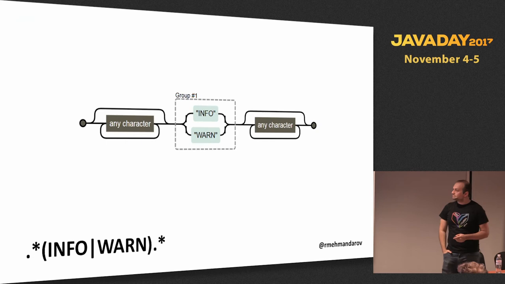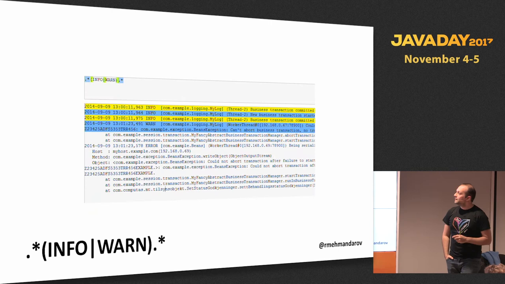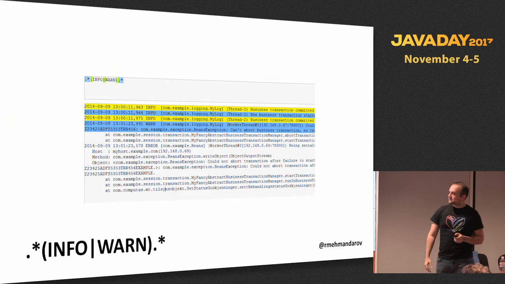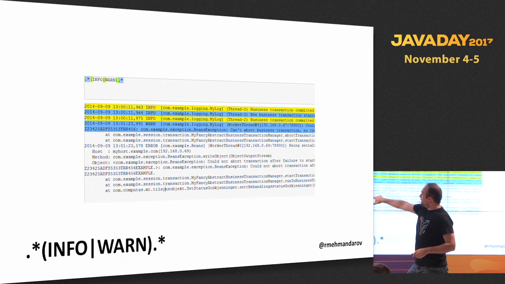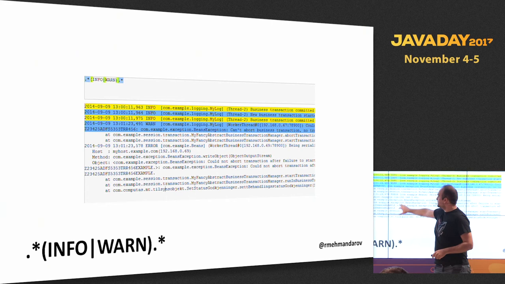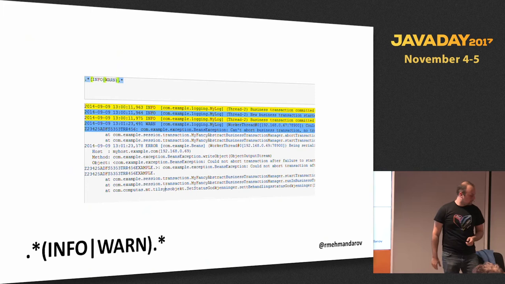So if you put that thing on our log file, it will look like this, right? Makes sense. Because we're looking for anything that has anything in the front, it has warn or info, and anything in the back. Those lines, they have error and stuff. We don't want that. Fair enough, right? Cool. Okay. Let's look at another one.